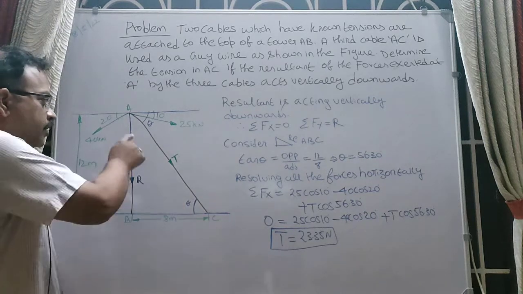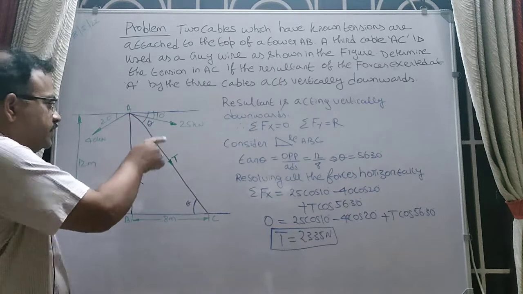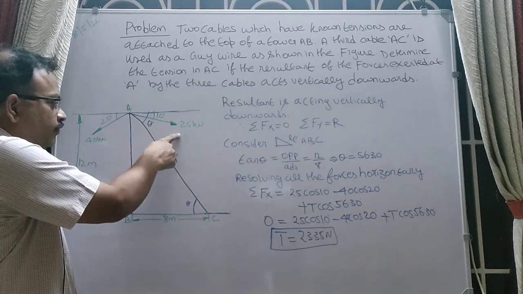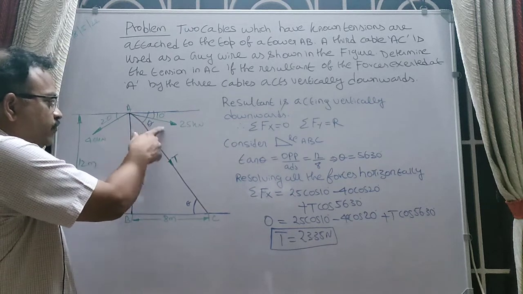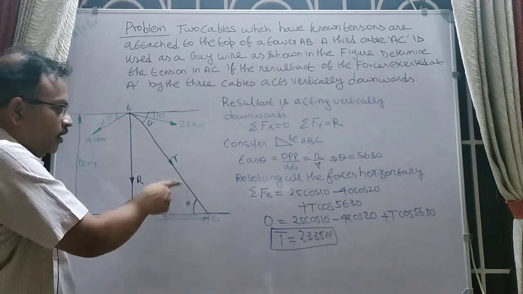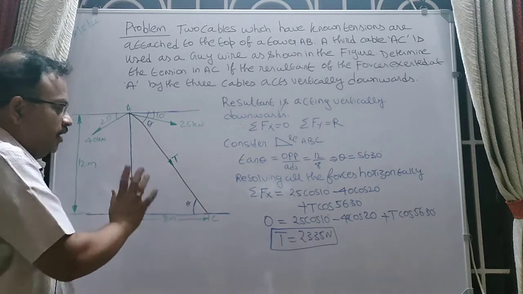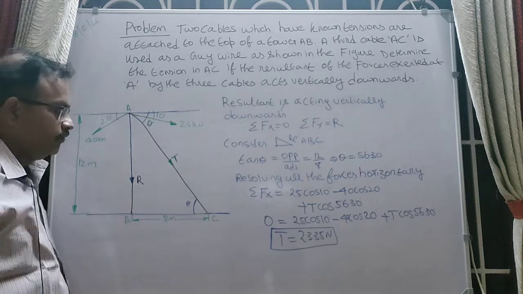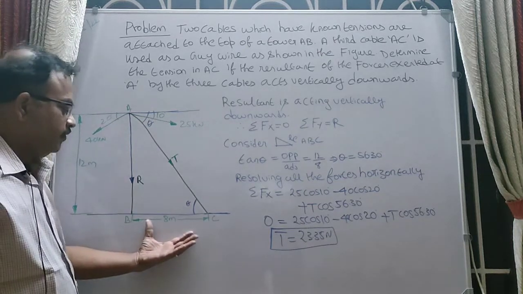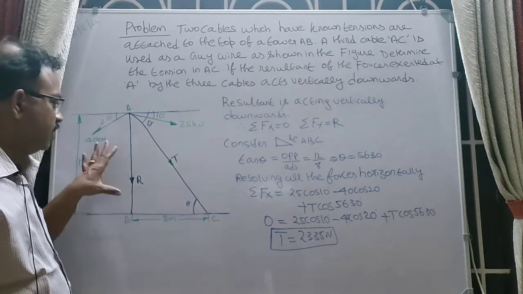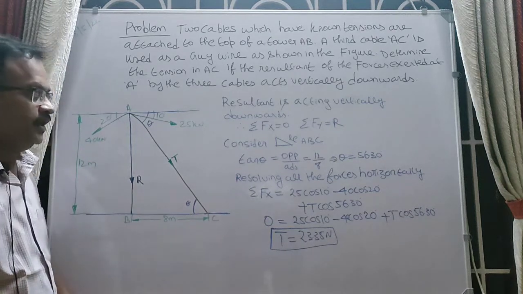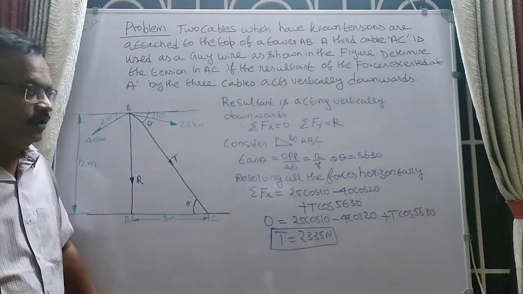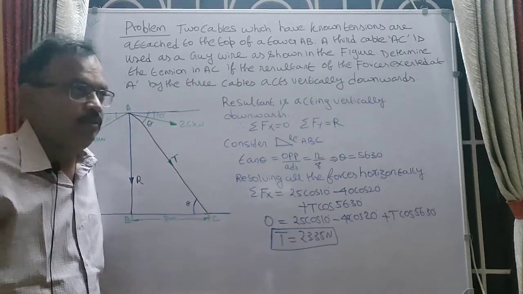So now there are three forces acting on the tower at point A. A force of 40 kN and 25 kN are the two cables having the forces. The third cable is a guy wire and its force is unknown and it is named T. The resultant of all these three forces is acting vertically downwards, and the distances are given: BC is 8 meters and the height of the tower is 12 meters. You have to determine the tension in the cable AC, that is, in the guy wire AC.